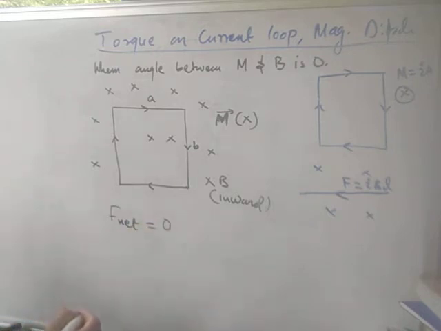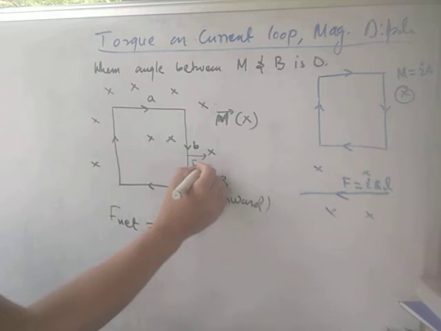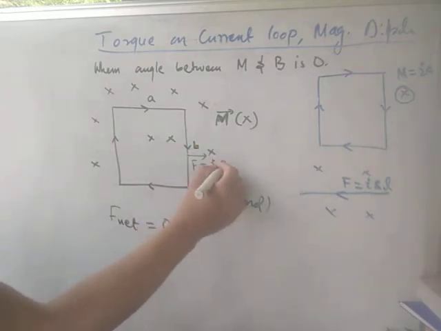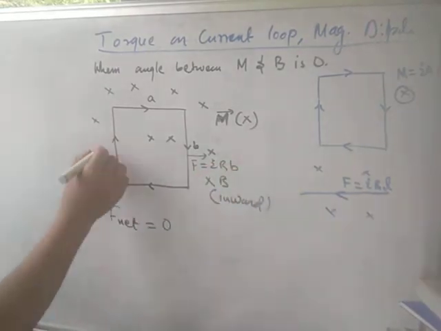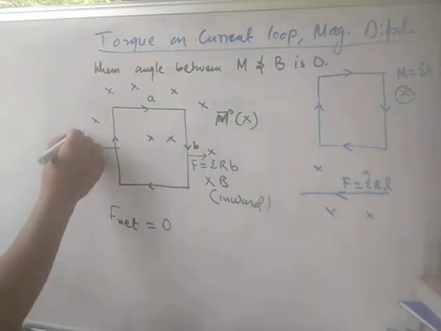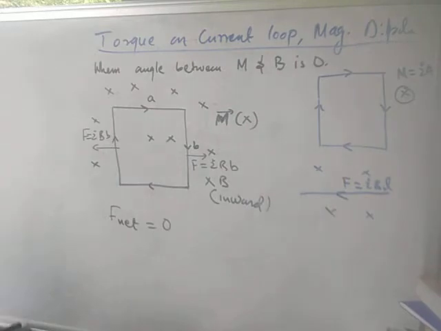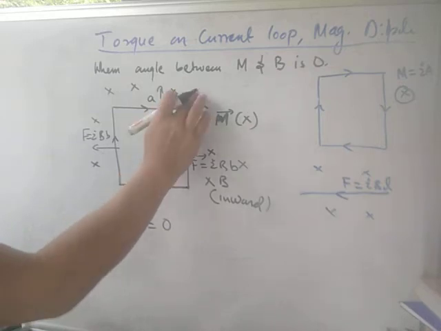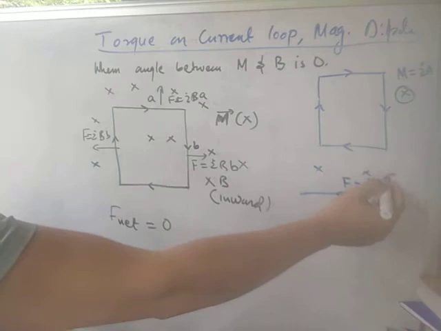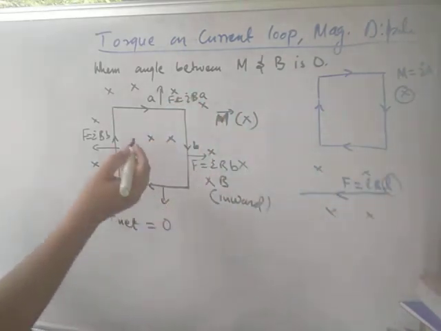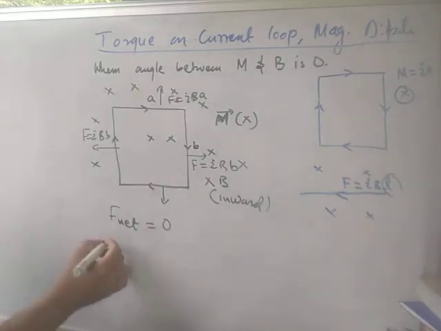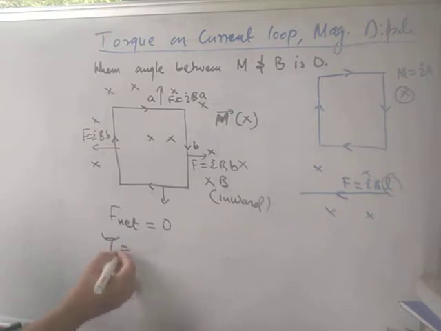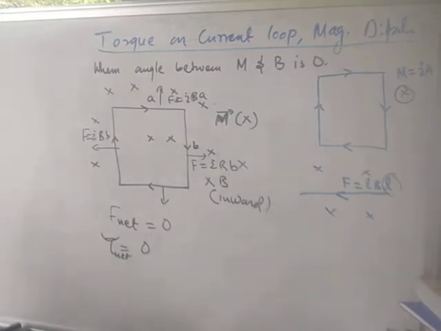You'll get 0. Why? Because this side gets a force F equals I B B sine theta, and again this is your magnetic force, F equals I B B. They are equal and opposite, so they cancel each other. And here also you'll get F equals I B A, with the length as A. Here also equal and opposite, they cancel each other. So there is no net torque; net torque is also 0.